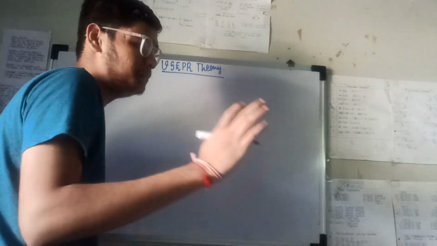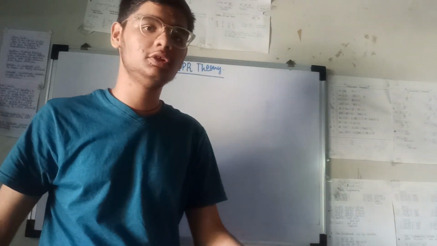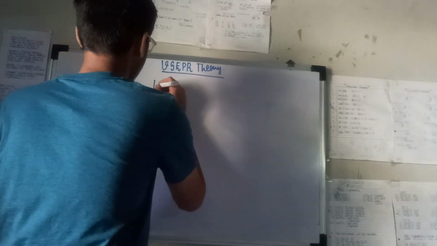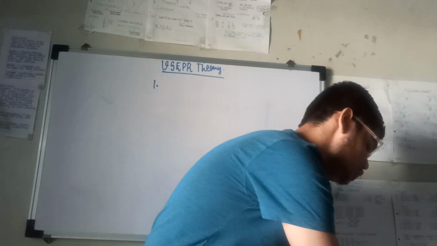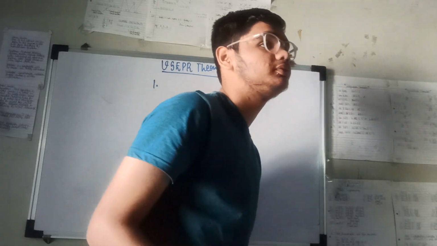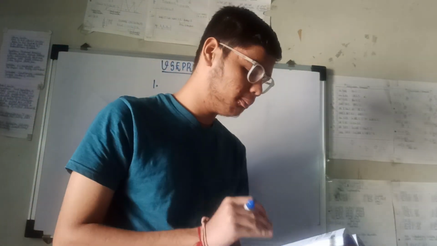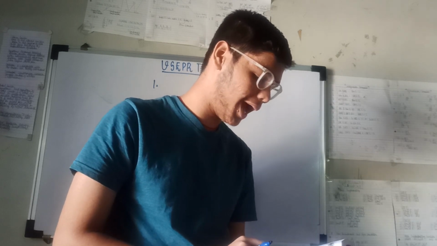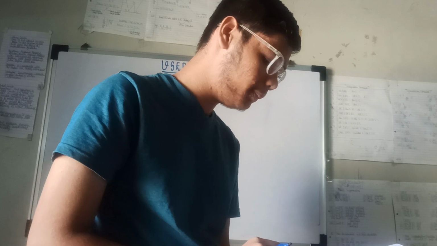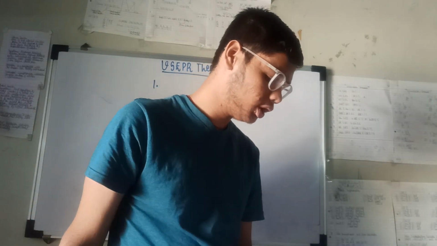So the basic idea is to start with the postulates of this theory. Postulate 1, I am referring to the NCERT. Please open the NCERT book. The geometry of a molecule depends upon the total number of valence shell electron pairs, bonded or non-bonded, around the central atom.